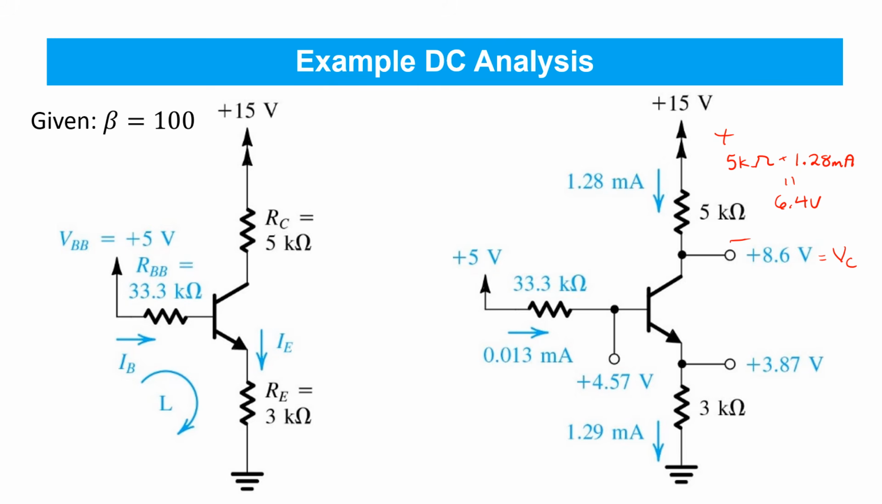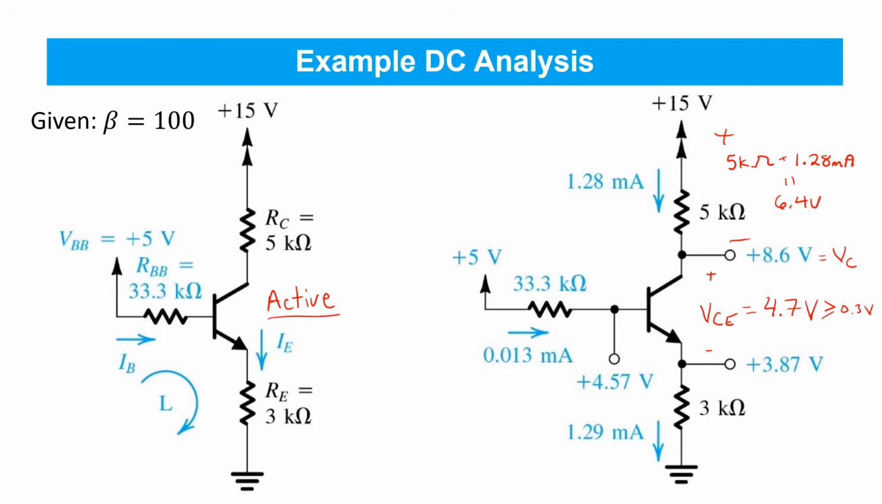So again, performing this analysis required us to assume active mode so far. So we want to do a final check. What's the collector emitter voltage here? Well, assuming it was in active mode, we arrive at a collector emitter voltage that's about 4.7 volts. And that's certainly much greater than the 0.3 volts that's required in order for our assumption of the transistor being in active mode to be correct.